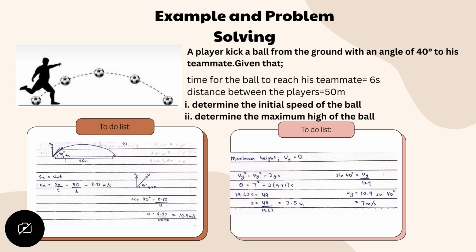And to calculate the speed in the vertical or y direction, we just need to use a simple trigonometric equation, which is sine 40 equals uy over 10.9 meters per second, and then we get 7 meters per second.